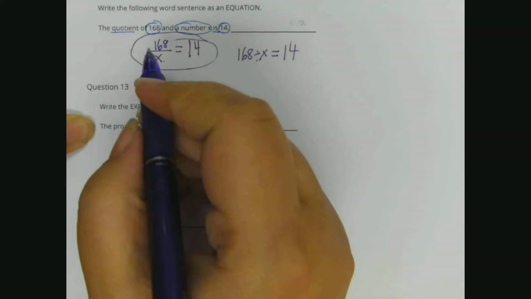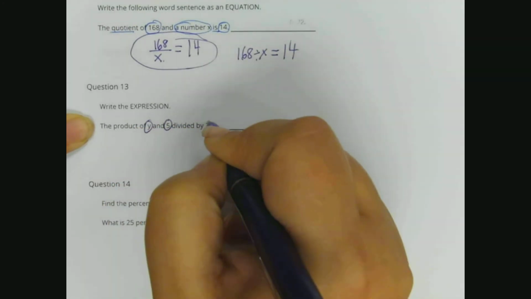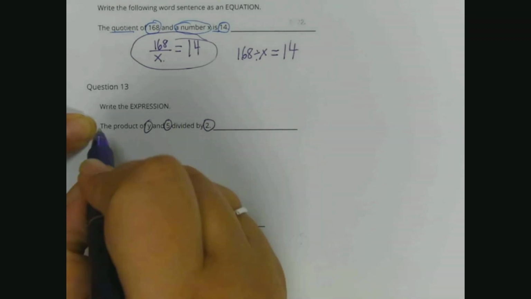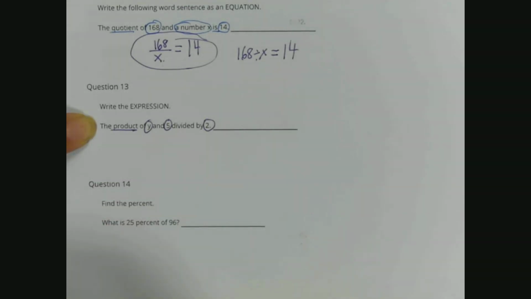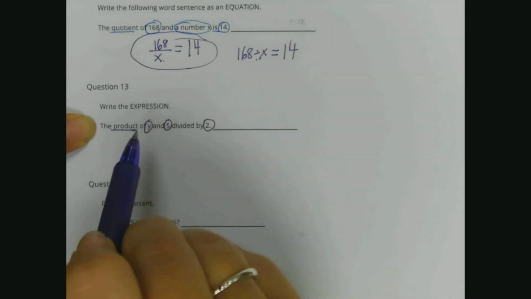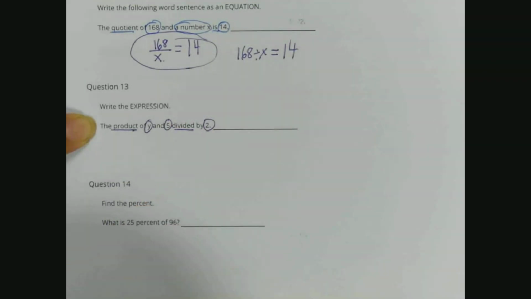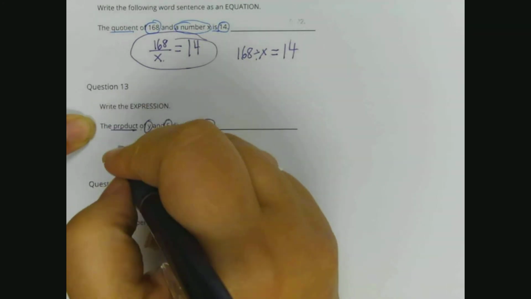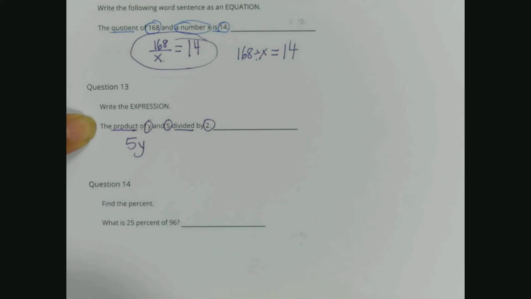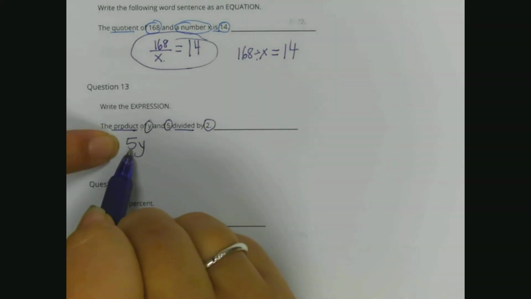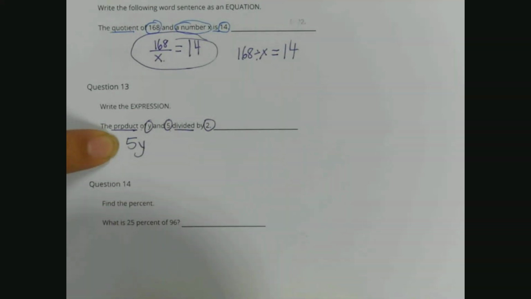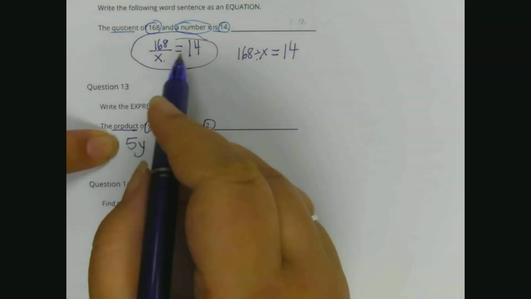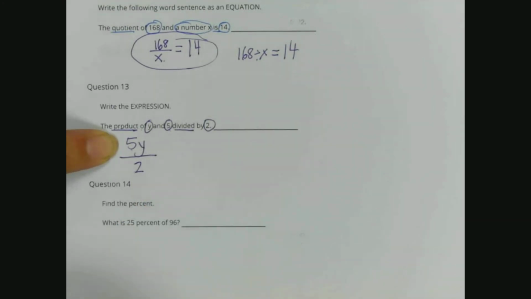The product of y and 5 divided by 2. There's my numbers, y, 5, and 2. And the product is a multiplication. That's the answer to a multiplication. And divided. Okay, so product of y and 5, that means I'm multiplying y and 5. And I'm going to write that as 5y, because when you have a number next to a variable, that means multiply. This is the coefficient. And then it's going to be divided by 2.